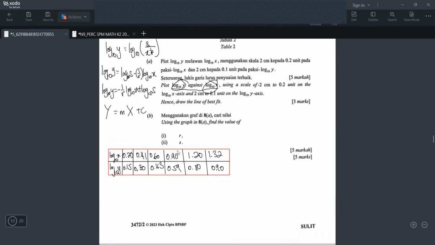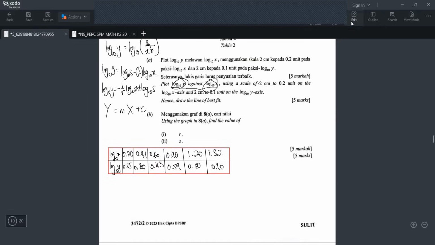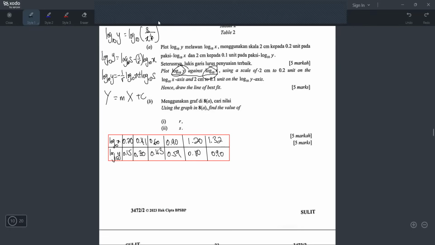So part B says what? Using the graph in 8A, find the value of R and S. So later I'll refer back to the graph to find the R and S. But before I do that, let's write down first what is R, what is S. Okay, how do we find my R? By using gradient, right? But gradient is not R. Your gradient is negative 1 over R. So you write negative 1 over R equals gradient, right?